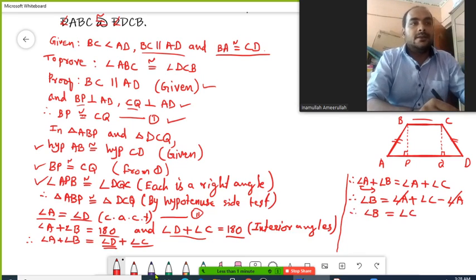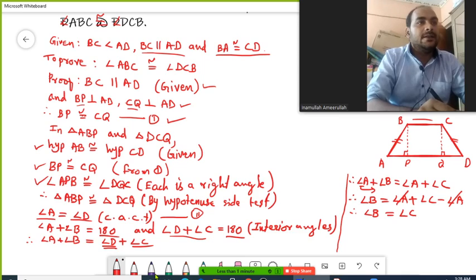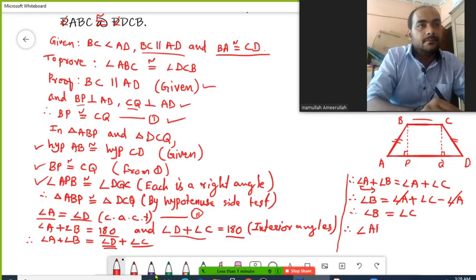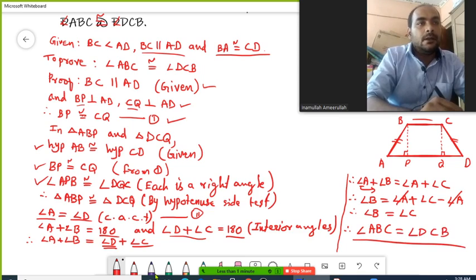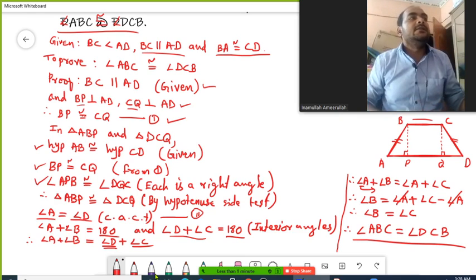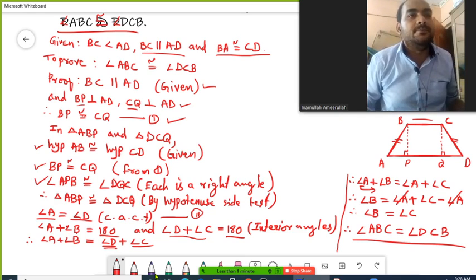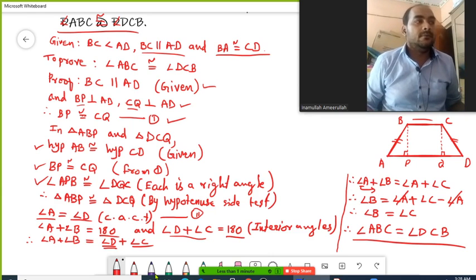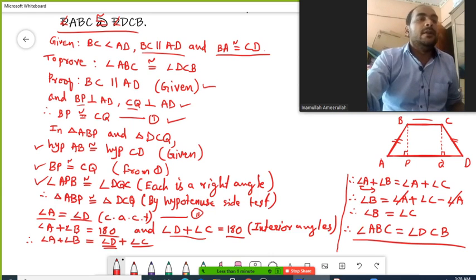Now look at this: angle B is the same as angle C. Therefore angle B is actually angle ABC and angle C is actually angle DCB, and that was your requirement: prove that angle ABC is congruent with angle DCB. So this way we can prove this question. Hope it is clear to everybody. This is your complete solution.